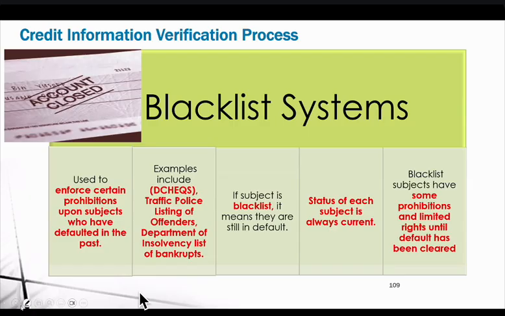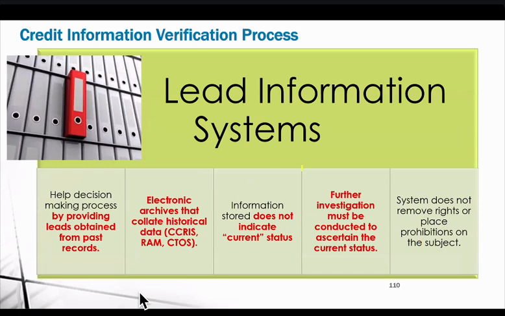Blacklist, they put prohibitions on the subject who have defaulted in the past. Examples would be D-checks, the traffic police list of offenders, and the Department of Insolvency list of bankrupts. It's always the latest current information. That means if there's something, they're still in default, and there are some prohibitions and limited rights until the default has been cleared. Lead information system is based on past records, for example CCRIS, RAM, and CTOS. It may not indicate the current latest status. You may need to do further investigation. The system does not remove rights or place prohibitions on the subject.